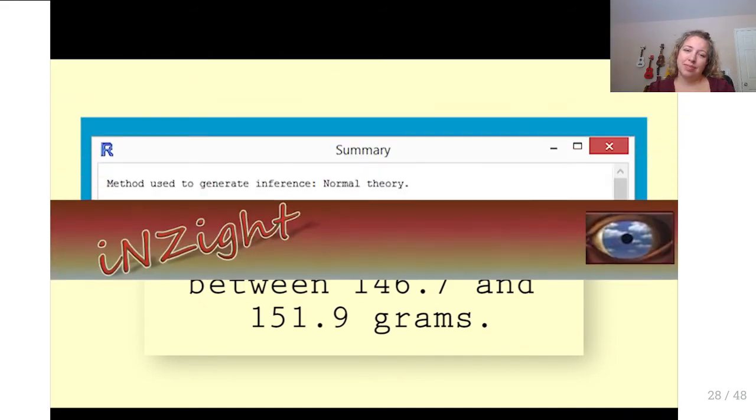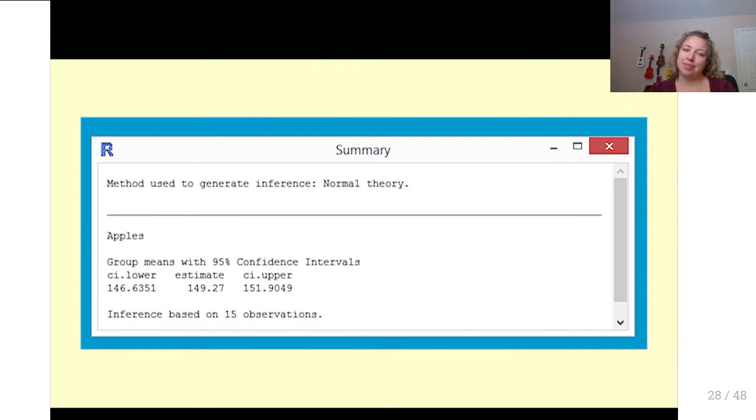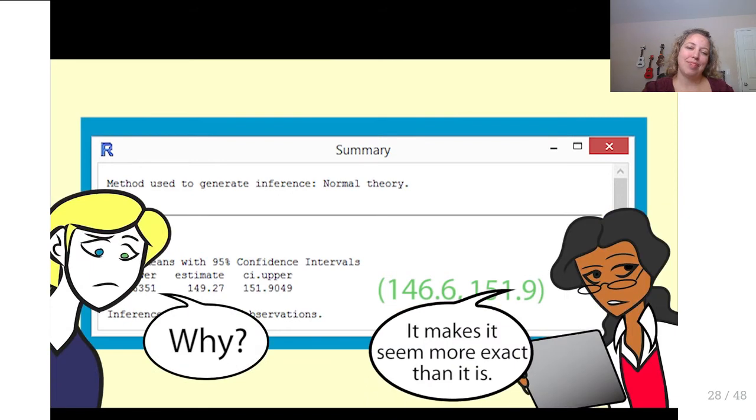151.9 grams. A much quicker way is simply to get the computer to calculate the confidence interval. Note that the answer here is slightly different due to rounding. You should never give confidence intervals to too many decimal places.